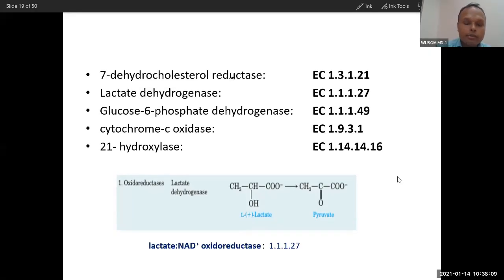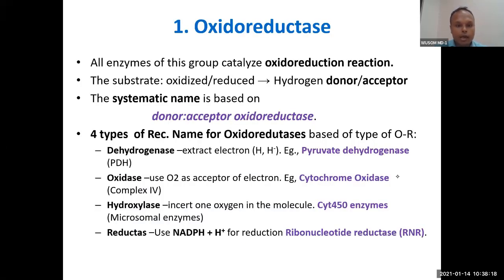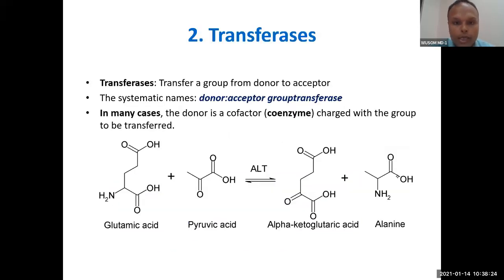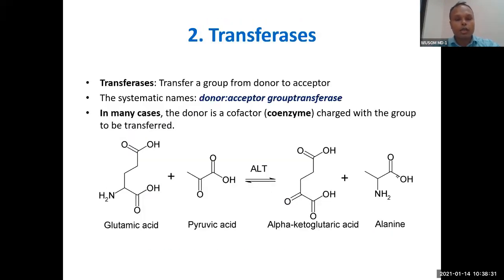Okay, so here is written: dehydrogenase, reductase, oxidase, hydroxylase. These four names containing enzymes are here. Now we were talking about transferase. We completed oxidase, the oxidoreductase. We were talking about transferase.